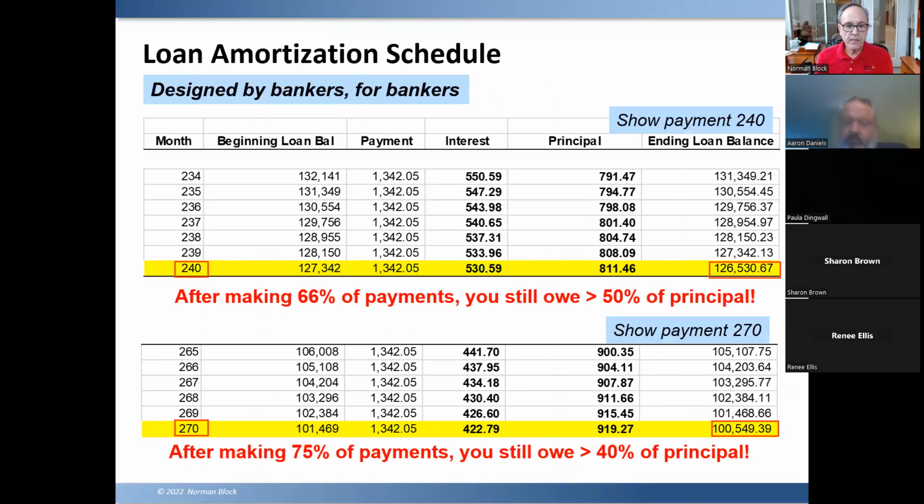If you look in the amortization schedule out for 20 times 12, which would be payment 240, you'll see that the balance is still $126,530. You still owe more than 50% of the principal after paying for 20 years. In fact, if we go on out to payment 270, you can see that after making 75% of all payments, you still owe 40% of the principal.